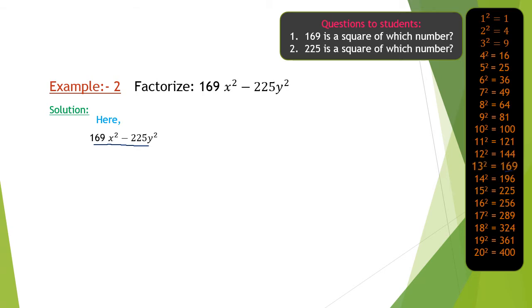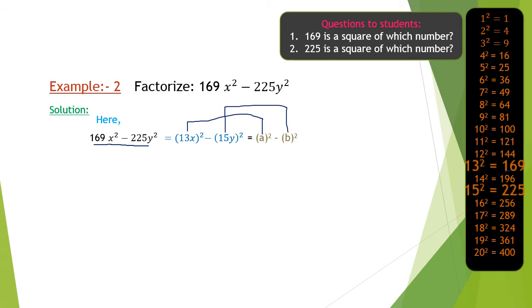Now how can we do it? You can see 169 is a square of 13 and 225 is a square of 15. So what we have to do is write 13x whole square minus 15y whole square. Now our question is in perfect form. It is in the form of a difference of squares, which is a square minus b square. Now it's clear that a is 13x and b is 15y.